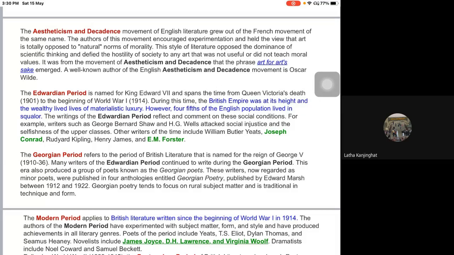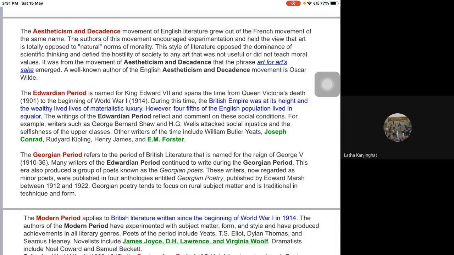And during this time, the British Empire was at its height. The wealthy lived lives of material luxury. However, four-fifths of the English population lived in squalor. So the divide between the rich and the poor was at its maximum. The writings of the Edwardian period reflect and comment on these social conditions. For example, writers such as George Bernard Shaw and H.G. Wells attacked social injustice and the selfishness of the upper classes.